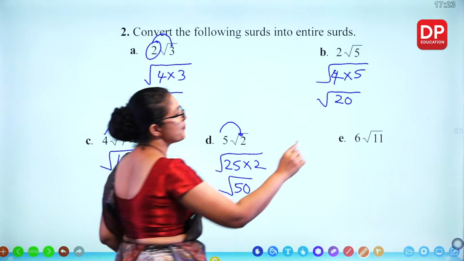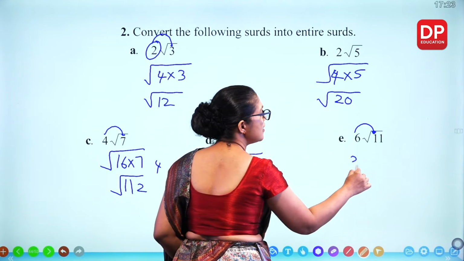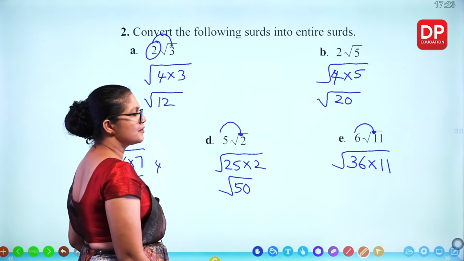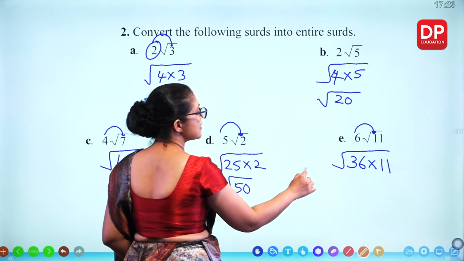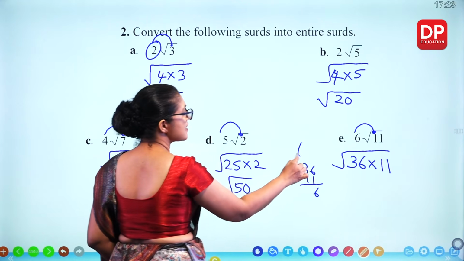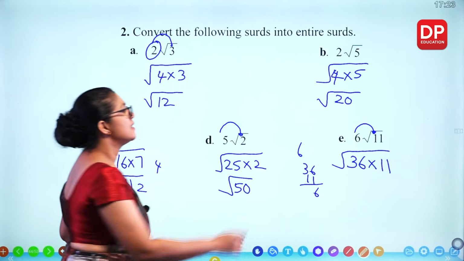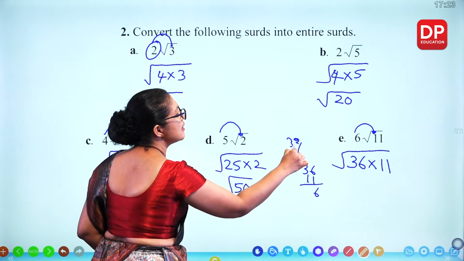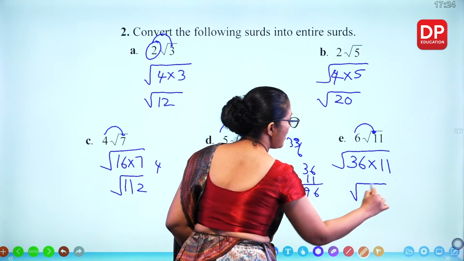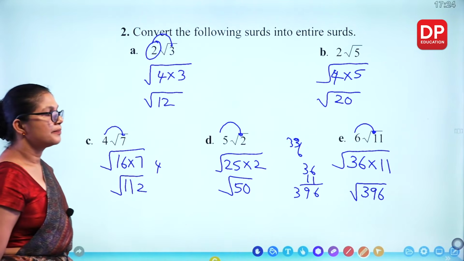This one, take 6 squared inside. What is 6 squared? 36. 36 times 11. So multiply. 36 times 11. 11 times 6, 66. 6 remaining. 11 times 3, 33 plus 6. You get 39. So 396 is the answer.